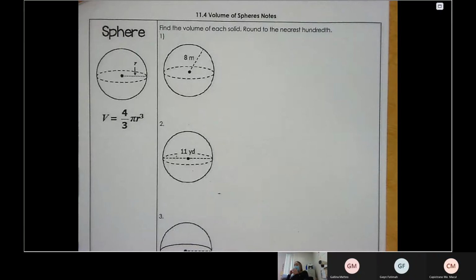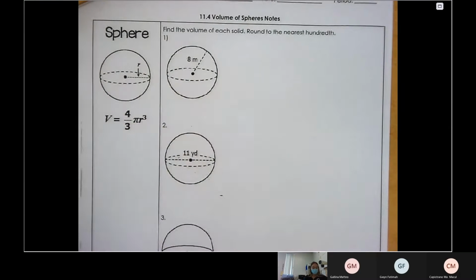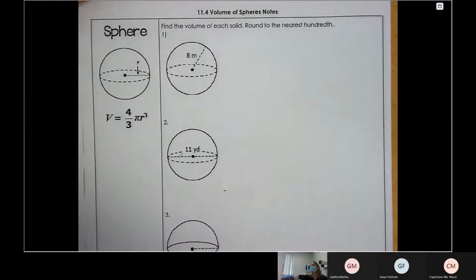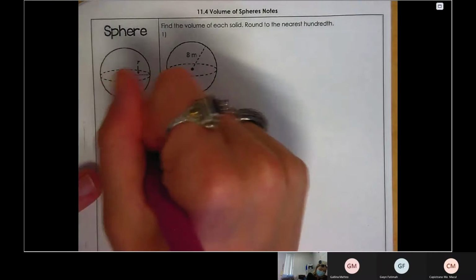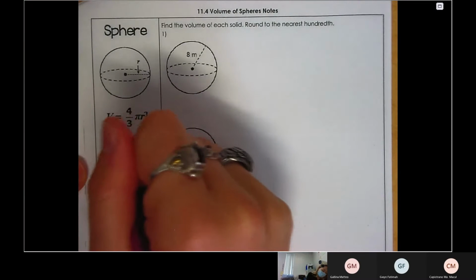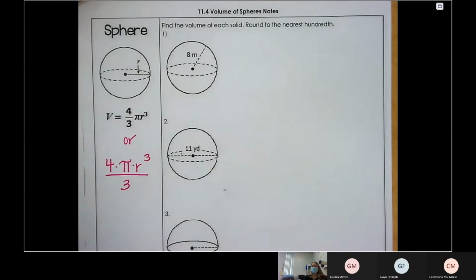Now, all of that is multiplication. You just multiply straight across. The only thing you need to know is the radius. Now, you can write it this way, 4/3 pi r cubed, or an easier way to write it is if you put the 4, the pi, and the r cubed on the top, and then put the 3 on the bottom. So you do 4 times pi times r cubed, and then divide the whole thing by 3.